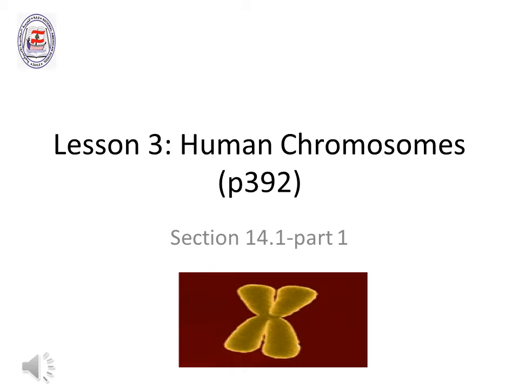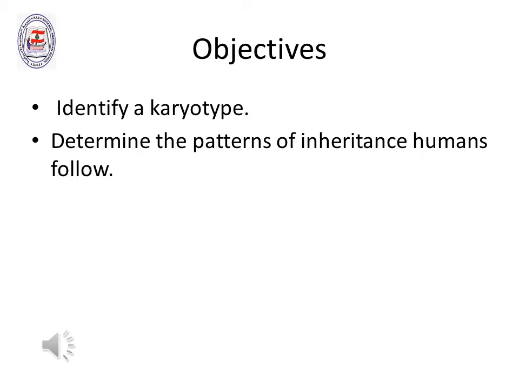Today we're going to start with lesson number 3 about human chromosomes. Part 1. Please make sure to open your books on page 392. The objectives of this part of this section are to identify a karyotype and determine the patterns of inheritance humans follow.